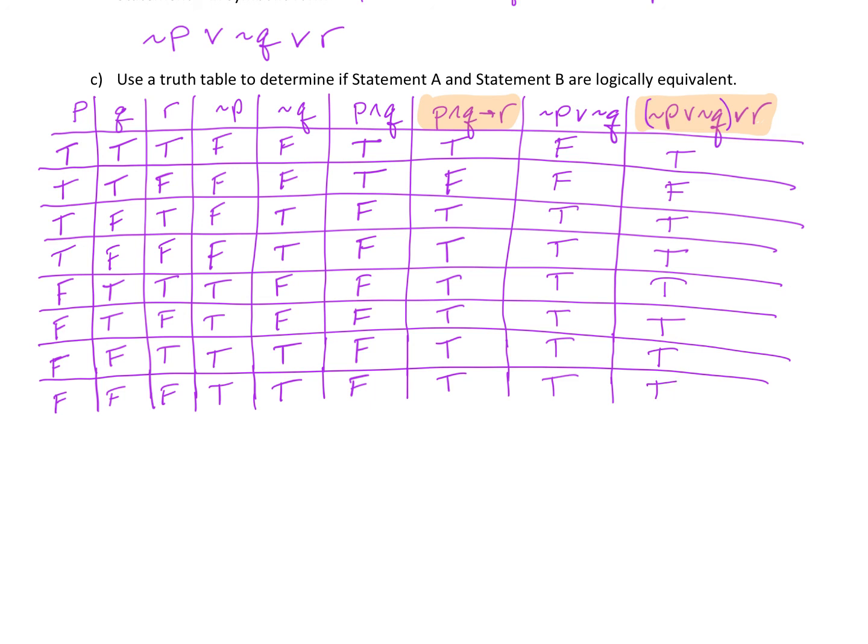Okay, so now I can compare the truth values for statement A and the truth values for statement B. And if they are identical, these two statements are logically equivalent. And you can see that they are, right? True, true, false, false. True, true, true, true, true, true. True, true, true, true, true, true. So those two columns are exactly the same. So I can say that A is logically equivalent to B.